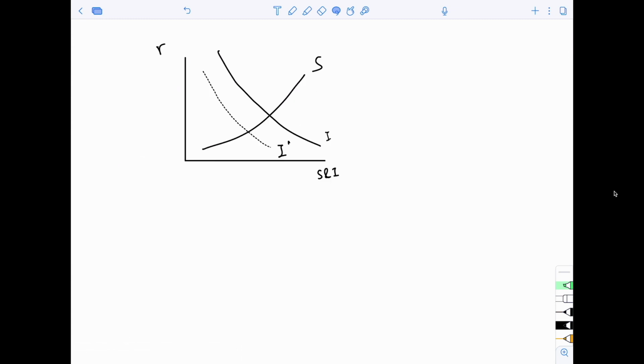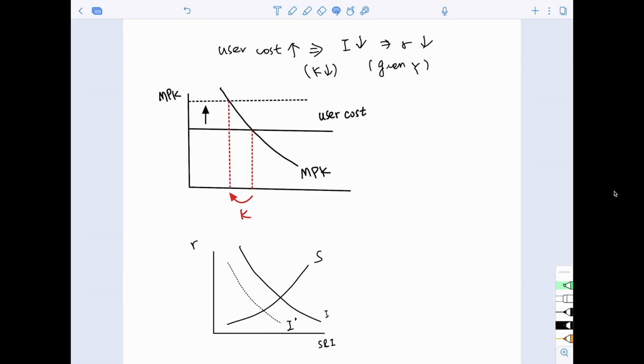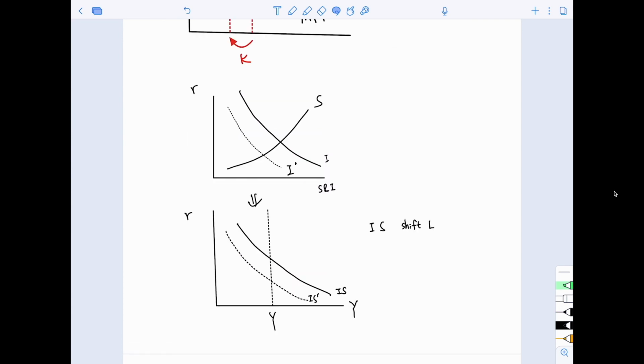Then from the saving and investment diagram, when investment falls, it is associated with a left shift of the investment curve, and therefore a lower R. Given any level of Y, we have a lower R. So for the IS curve, it needs to shift to the left because R now falls.